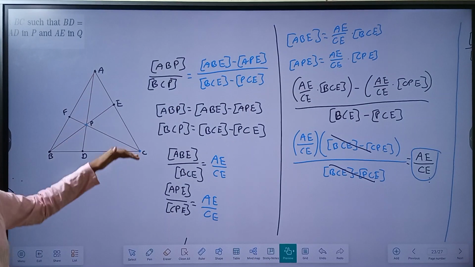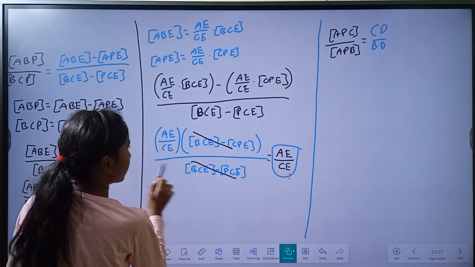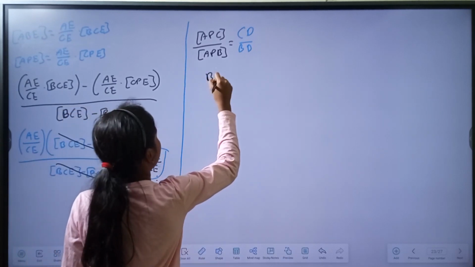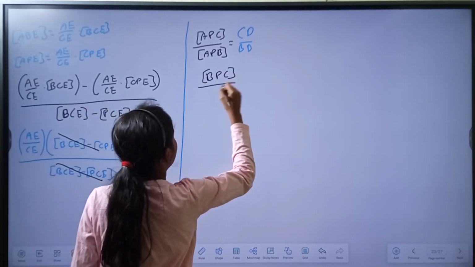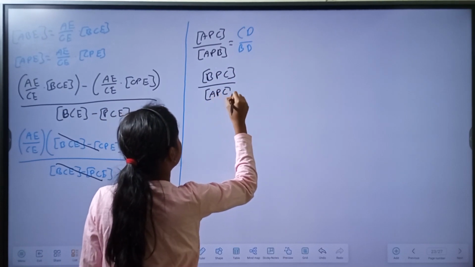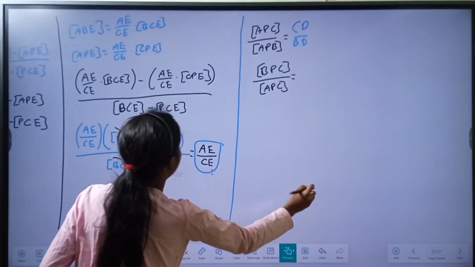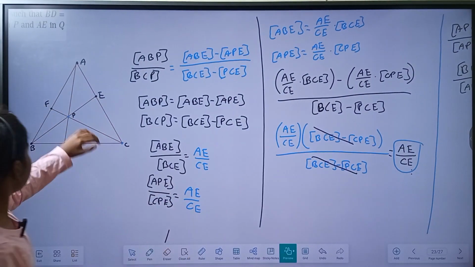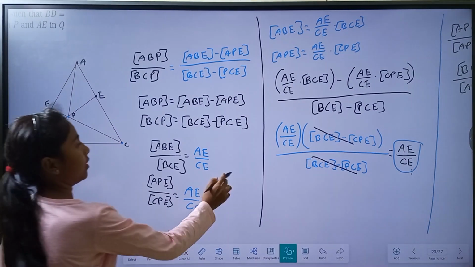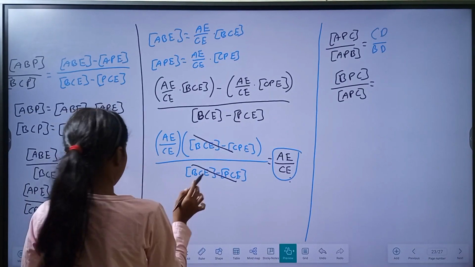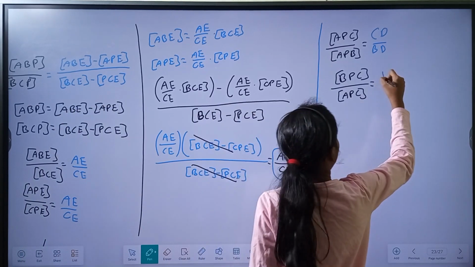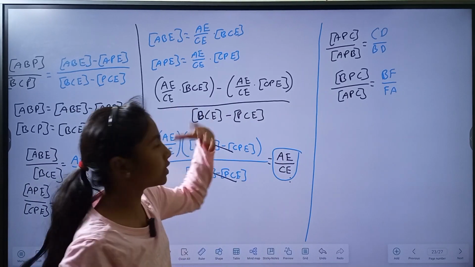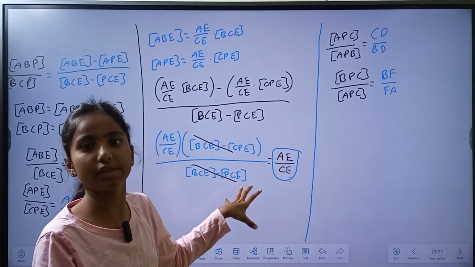And now let us write one more also, which is BPC divided by APC. Now this is equal to, again, the bases are BPC by APC, BF by FA. This value is equal to BF divided by FA. Now these are the ratios of the triangles in the main triangle by the Cevians.